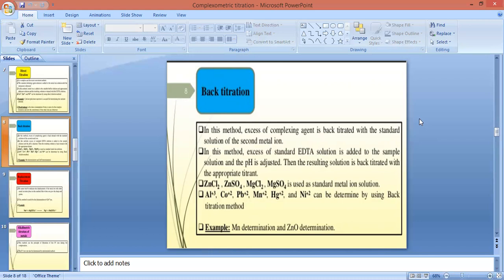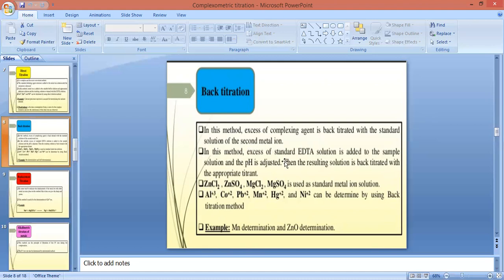Then when we add the standard solution of complexing agent into the conical flask, zinc will react with the complexing agent, that is EDTA, and a complex between zinc and EDTA will form. An excess amount of EDTA is then back titrated with a second metal ion which is filled into the burette. So whatever zinc is present in the conical flask will react with the complexing agent, that is EDTA, and then the unreacted part of disodium EDTA is back titrated with the second metal ion.